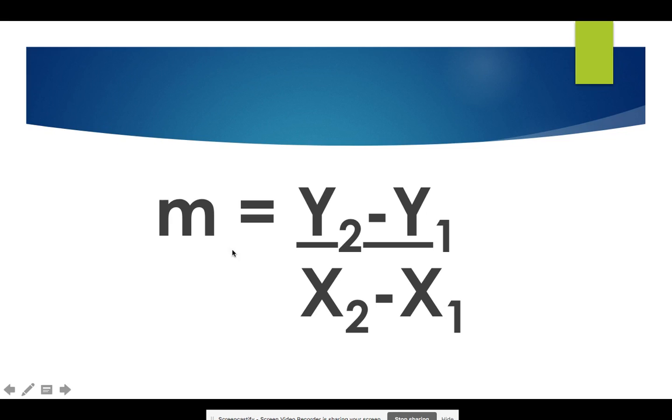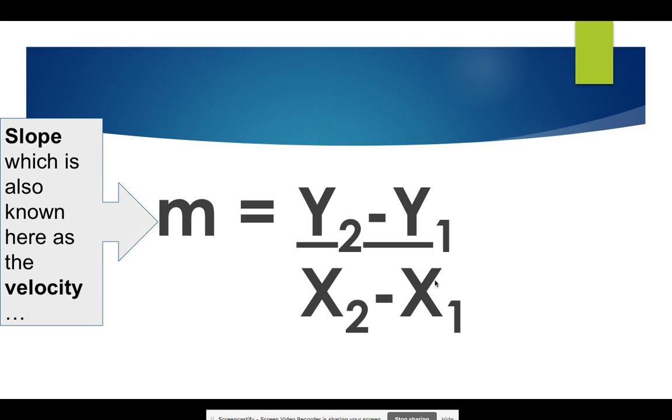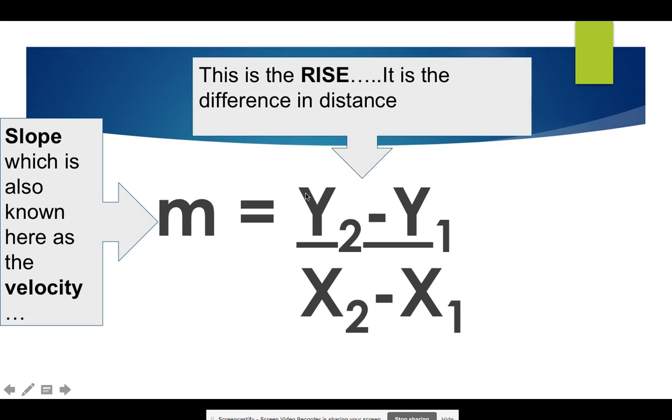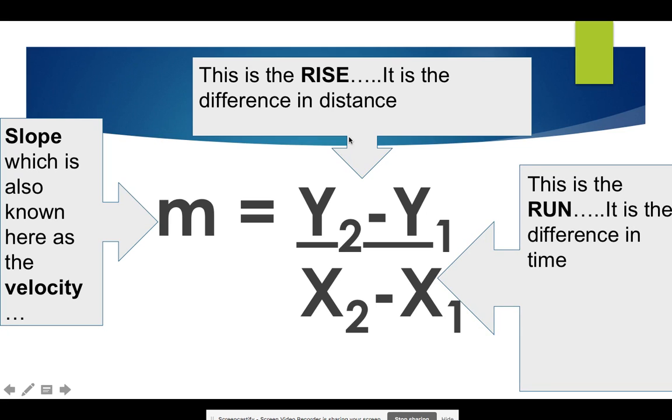So we have m, which is just equal to slope, and y2 minus y1 divided by x2 minus x1. Now these are our x and y coordinates, and I'll tell you about that a little bit. So we already talked about this, it's velocity. This represents our rise, or the difference in the distance. And our x's down here represent the run, which is the difference in time.